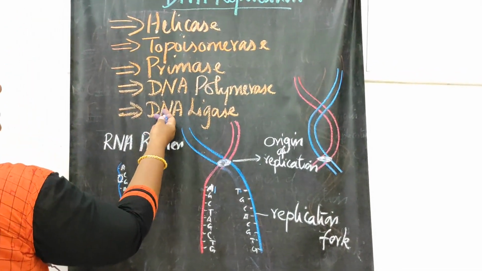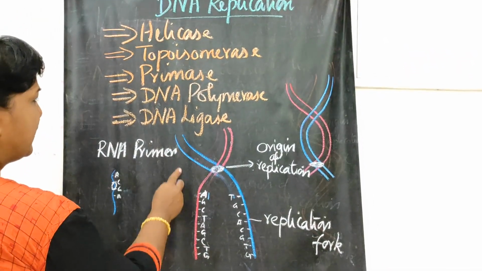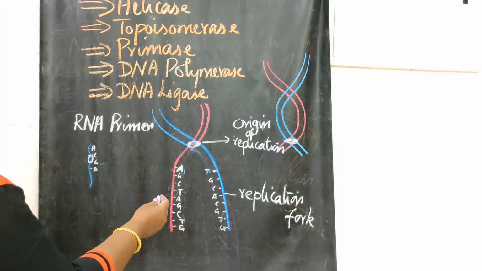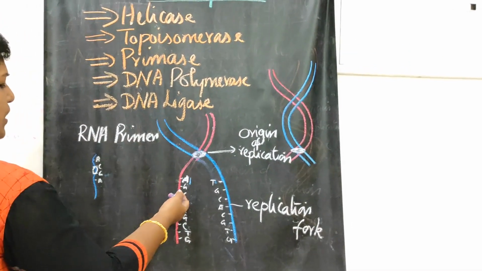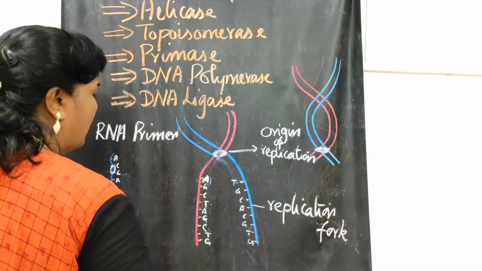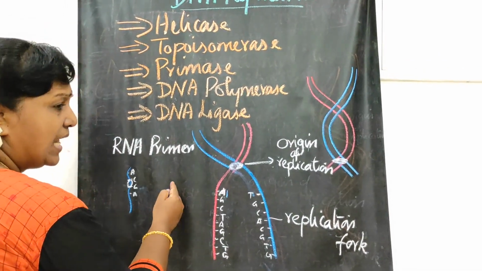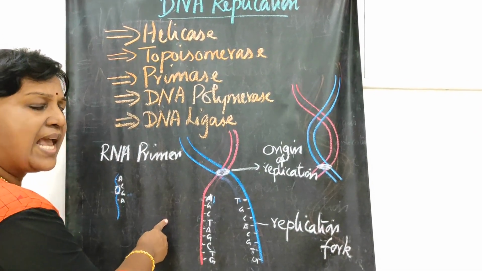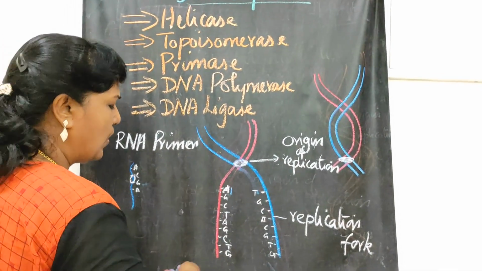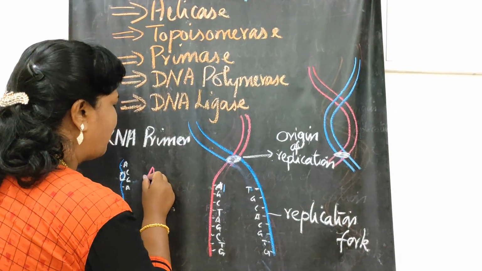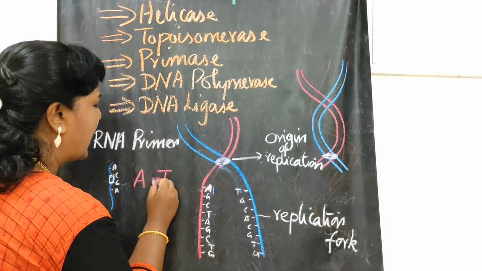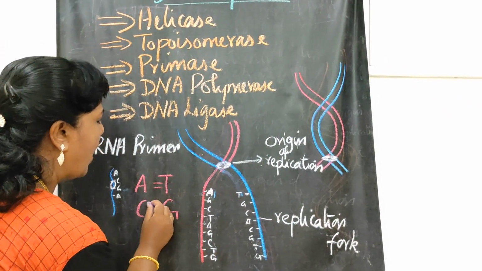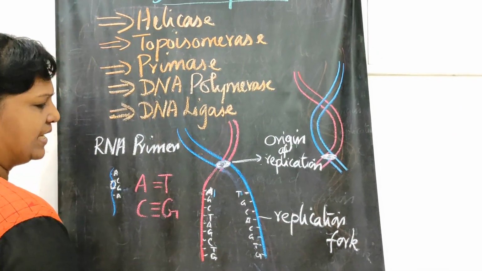And what's the next enzyme? DNA polymerase. After the formation of the RNA primer, nucleotides are added with the help of DNA polymerase. We know what nucleotides are: purines and pyrimidines. They are adenine, guanine, cytosine and thymine. Already we know adenine always combines with thymine by double hydrogen bond. Similarly, cytosine always combines with guanine by 3 hydrogen bonds, isn't it?